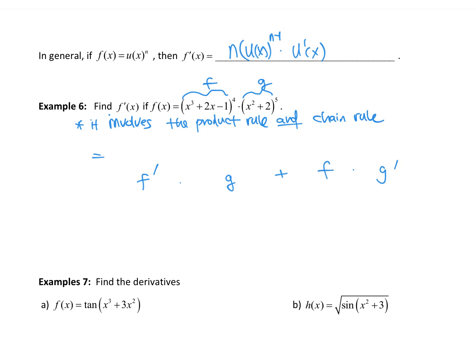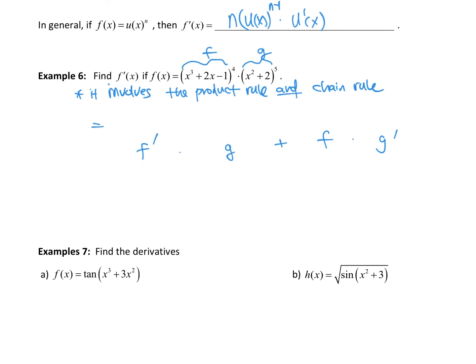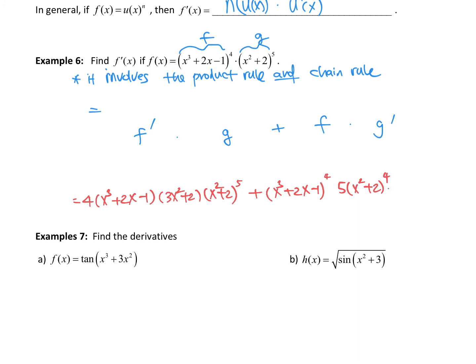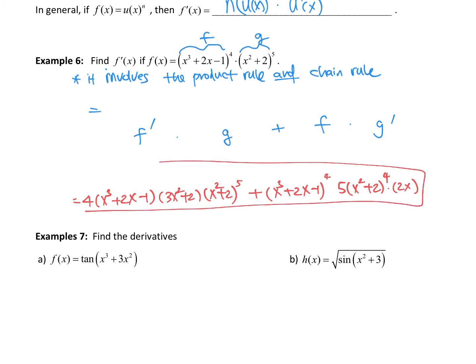Right, so if you're done with 6, I hope you took your time and worked it out, because it could be kind of confusing, a lot of steps. What I got for number 6 is 4x cubed plus 2x minus 1, 3x squared plus 2, x squared plus 2 to the 5th power, plus x cubed plus 2x minus 1 to the 4th, 5x squared plus 2 to the 4th times 2x. And you can see how the answer can get pretty messy. You don't have to try to simplify it. This will be fine for me.